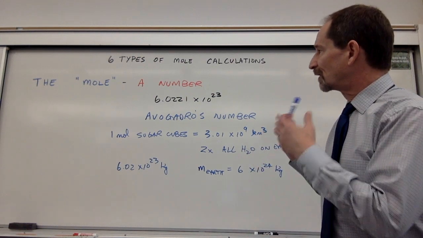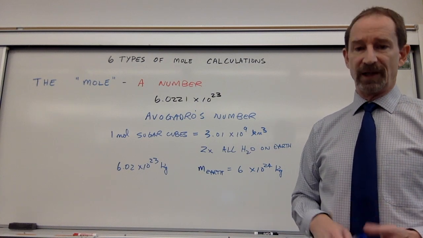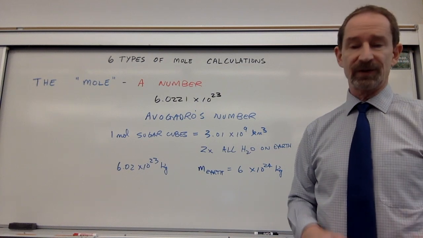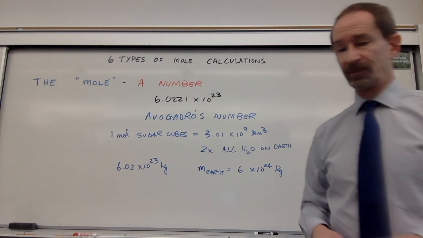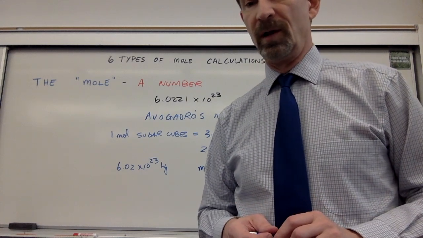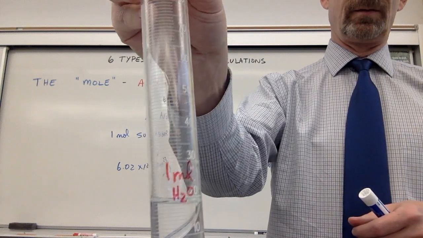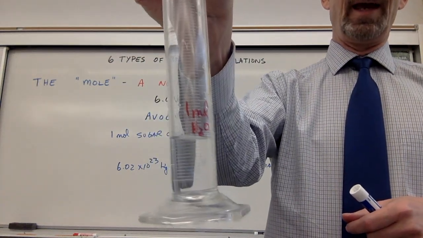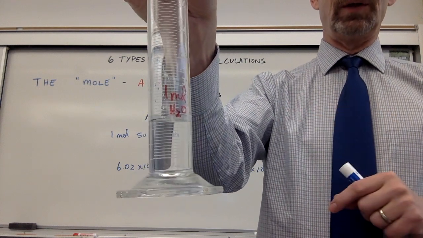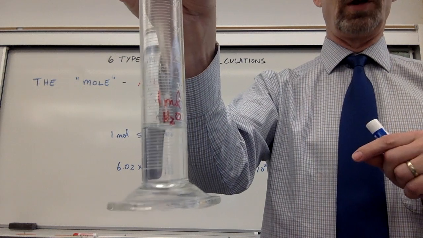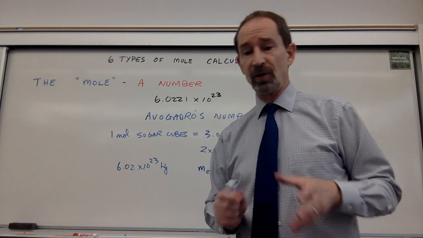Why do we use the mole in chemistry? Well, what we're trying to describe is the masses of elements, the masses of atoms, the masses of molecules. Here are a couple of examples. If we take 1 mole of water, that's how much it is. 1 mole of water, 18 milliliters. That is 6.02 times 10 to the 23rd molecules of water right there. That tells you that a molecule of water is quite small.